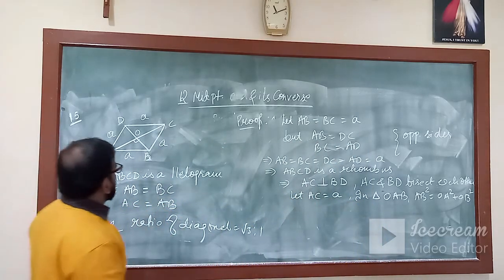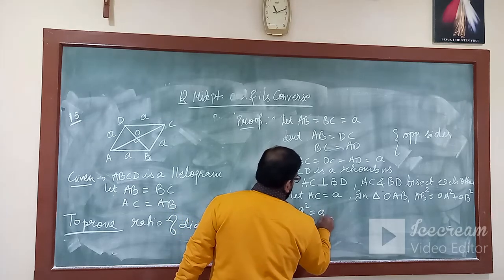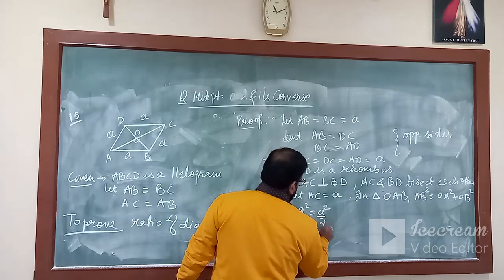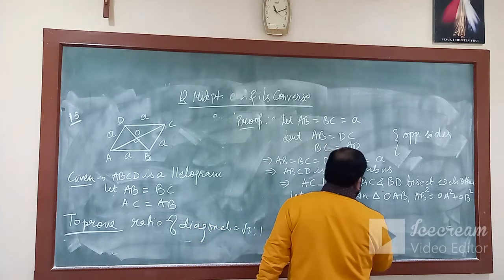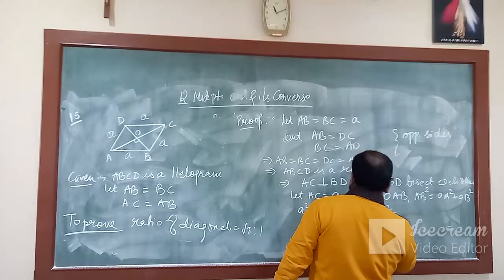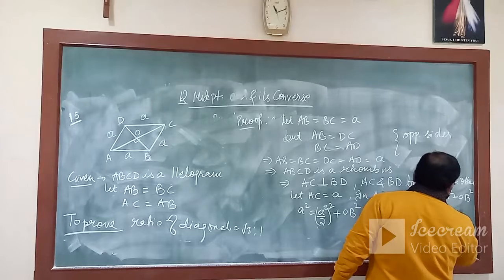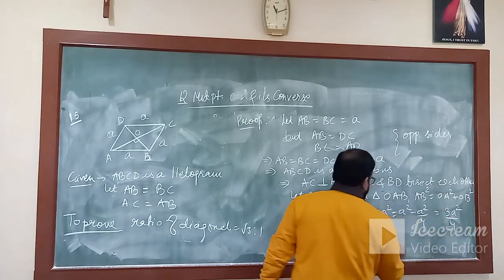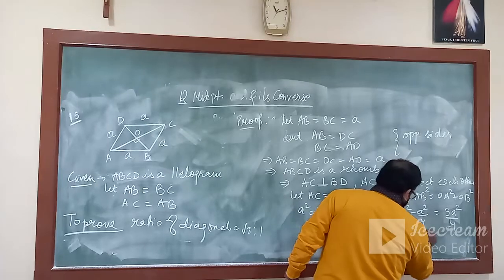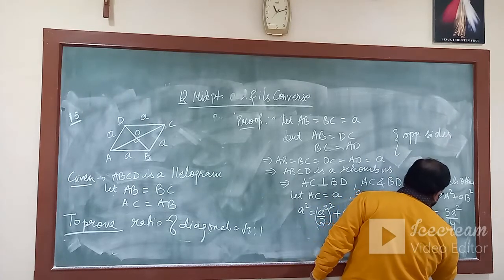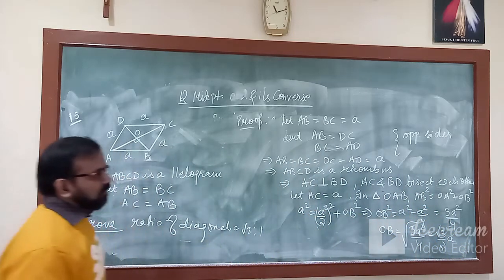by Pythagoras theorem. So what is AB? AB is A square. OA square is A by 2 whole square, because diagonals bisect each other. So from here we get OB square equal to A square minus A square upon 4, that is 3A square upon 4. So what is OB? OB will be root 3 by 2 into A. So this will be the value of OB.